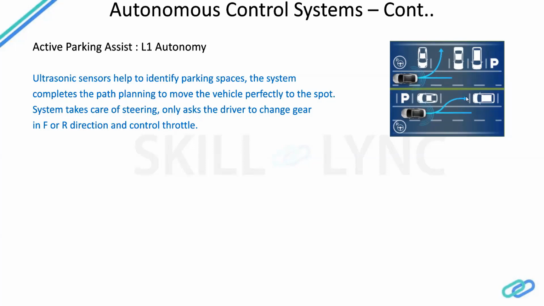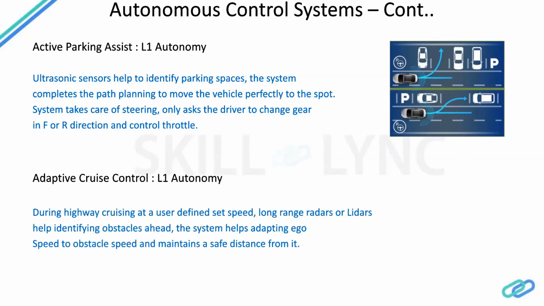Same goes for the parallel parking slot also. Since the gear change and the throttle positions, I mean the acceleration, are taken care of by the driver, that means the longitudinal movement is taken care of by the driver. Only steering is being automated by the control model. Hence we are calling it an L1 autonomous system.